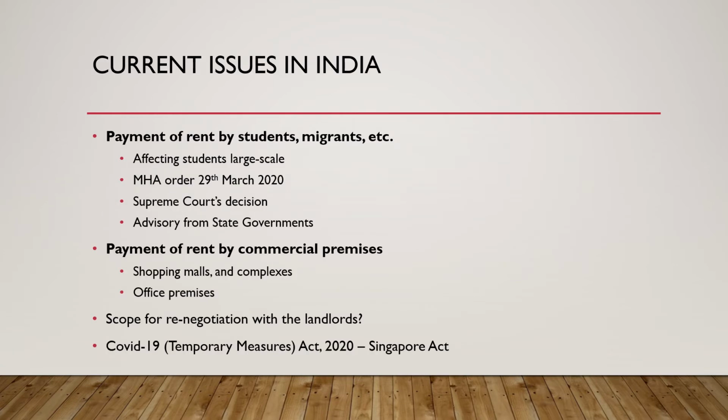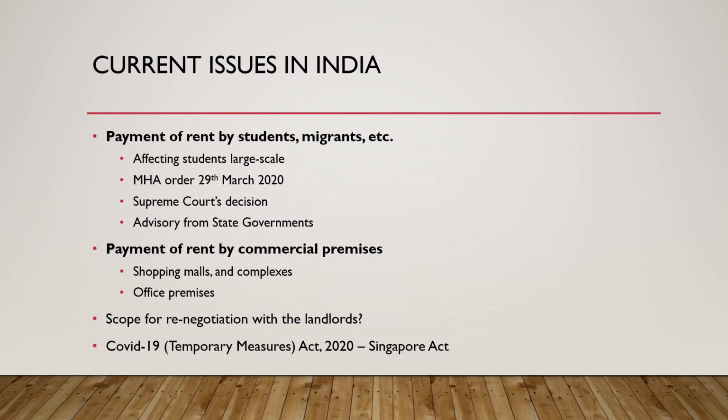In this legal background, let us look at the current issues in India. Payment of rents by students and migrants and other temporary laborers has been a serious issue currently. In Delhi, for example, there has been a union formed by the students from University of Delhi. There are 3 to 4 lakh students staying in small rented places where the landlords are now compelling them to pay rents. This is a situation that is happening across the country.